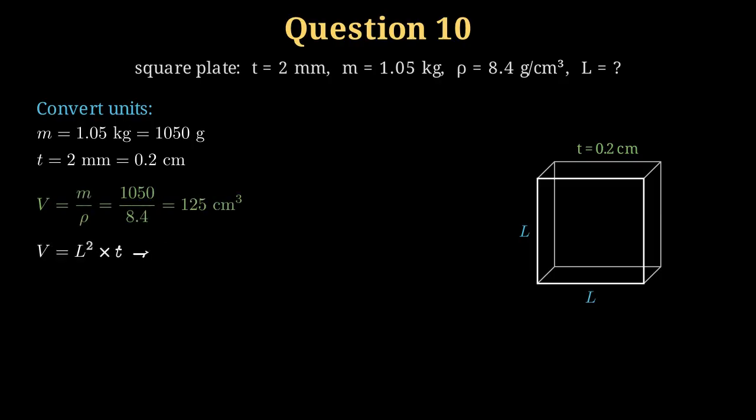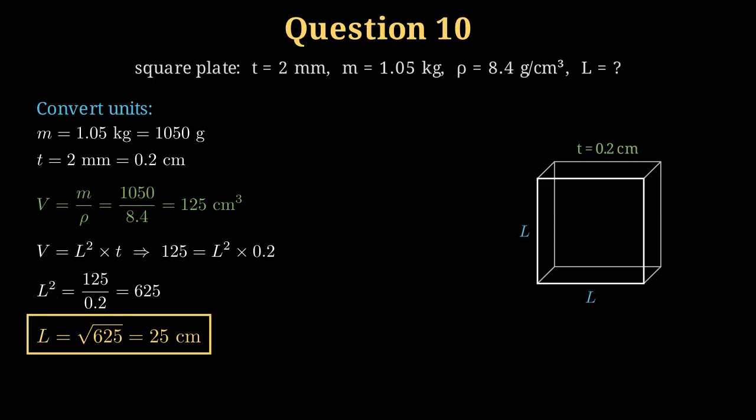Density is mass divided by volume. So volume is mass divided by density. 1,050 divided by 8.4 is 125 cubic centimeters.